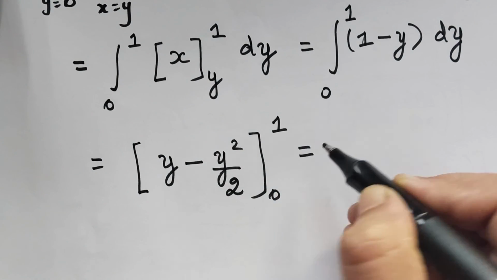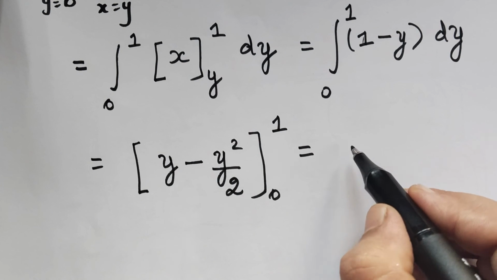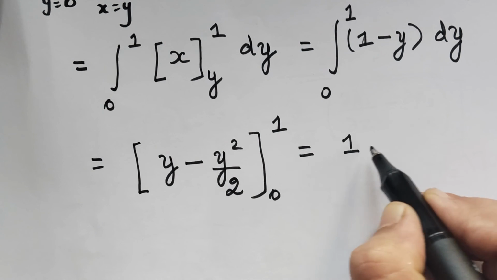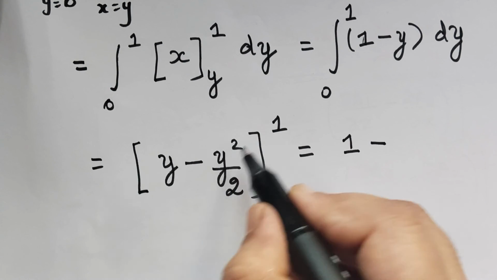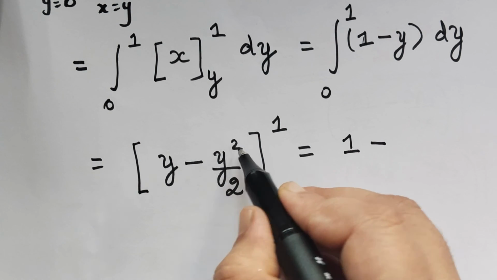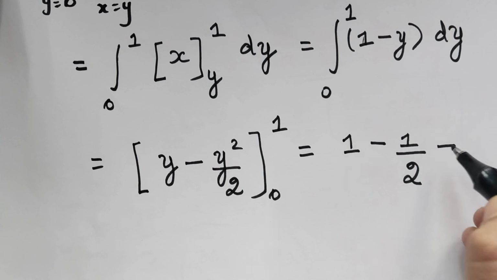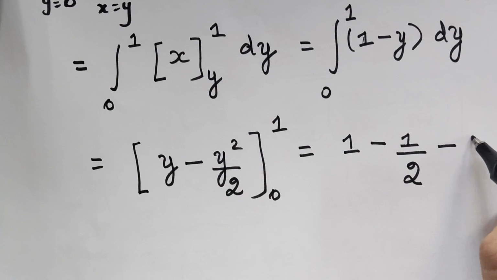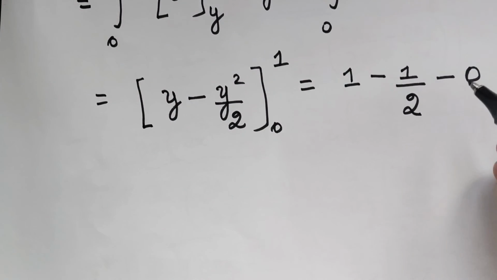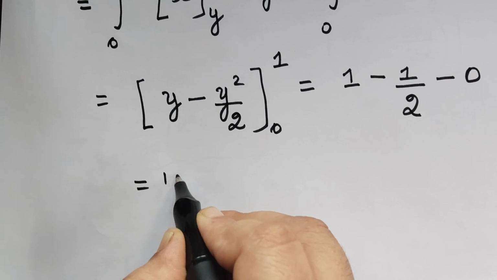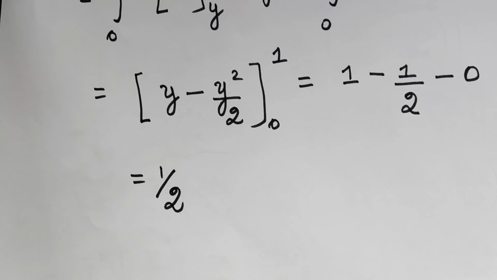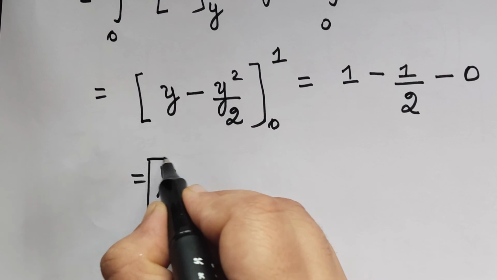So that is equal to, if you apply the upper limit, it will be 1 minus, now here if you apply 1, it is 1 square, which is 1 only. So 1 minus 1 by 2 minus the lower limit. Lower limit if you put, it becomes 0. So what is 1 minus 1 by 2? It is equal to 1 by 2. Hence the solution is 1 by 2.